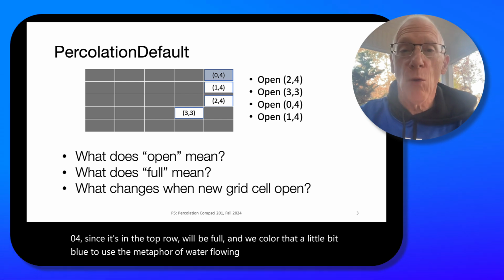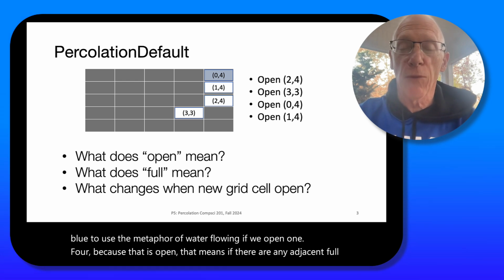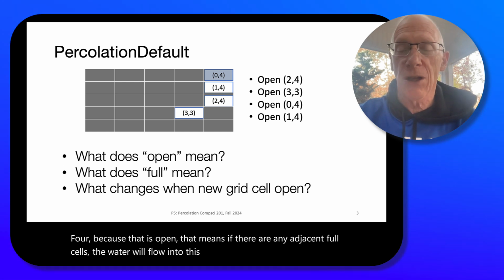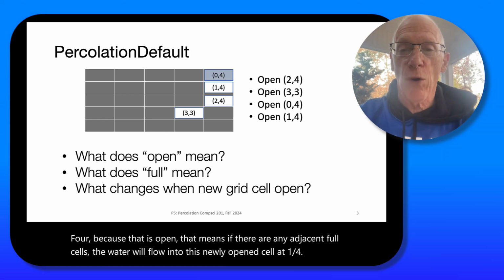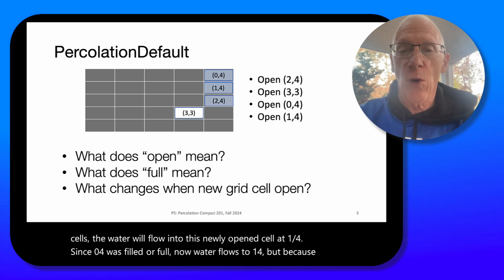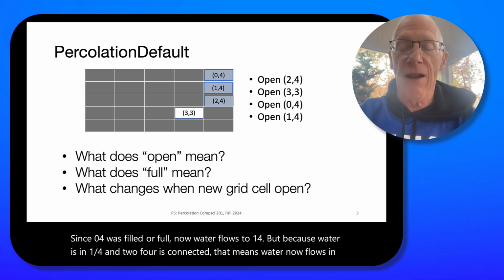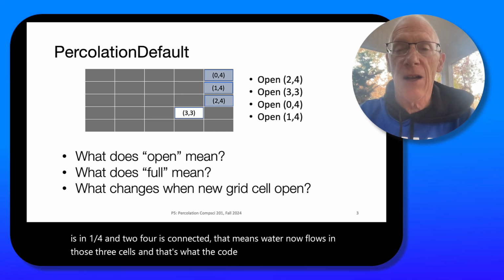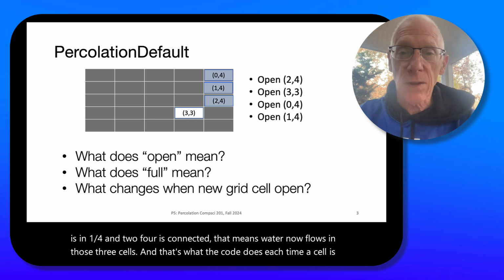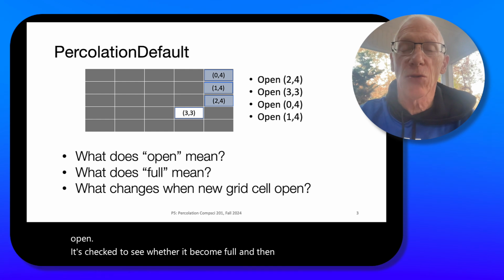If we open 1, 4, because that is open, that means if there are any adjacent full cells, the water will flow into this newly opened cell at 1, 4. Since 0, 4 was full, now water flows to 1, 4. But because water is in 1, 4 and 2, 4 is connected, that means water now flows in those 3 cells. And that's what the code does. Each time a cell is open, it's checked to see whether it would become full, and then its neighbors might also become full.